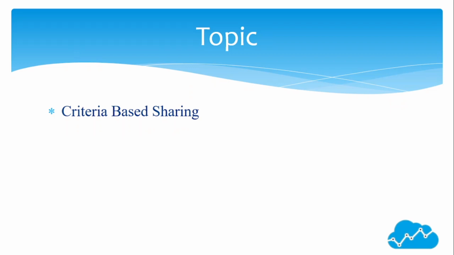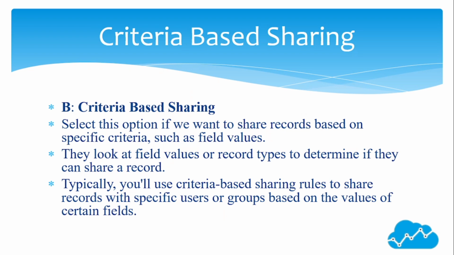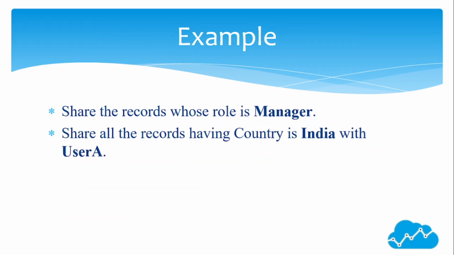The topic we are going to cover in this session is criteria based sharing. Select this option if we want to share records based on a specific criteria such as field values. They look at field values or record types to determine if they can share a record. Typically, you will use criteria-based sharing rules to share records with specific users or groups based on the values of certain fields. Let's see an example.